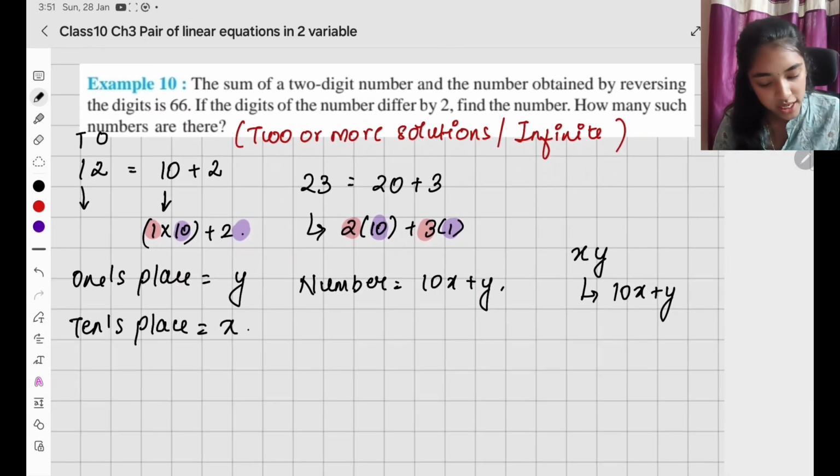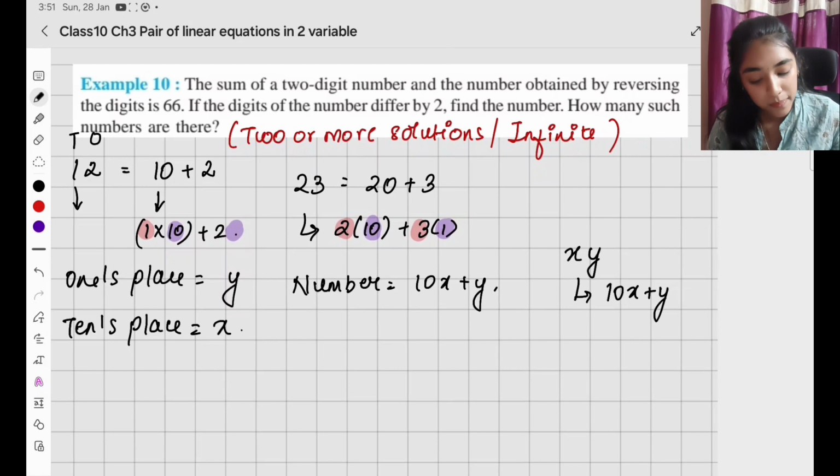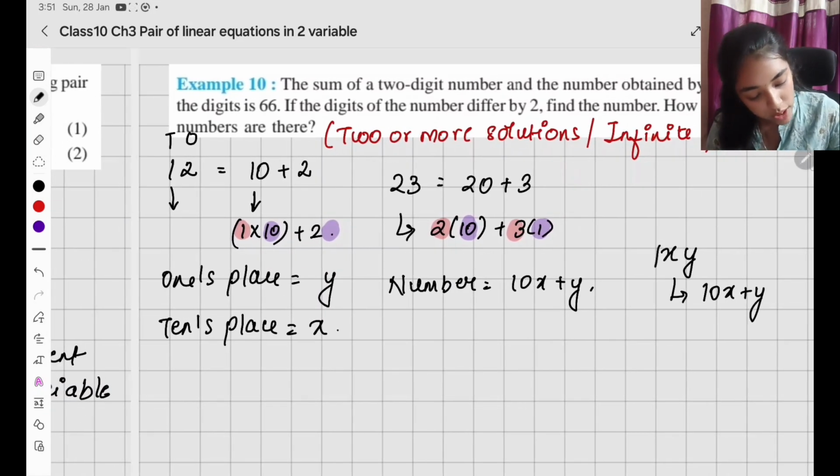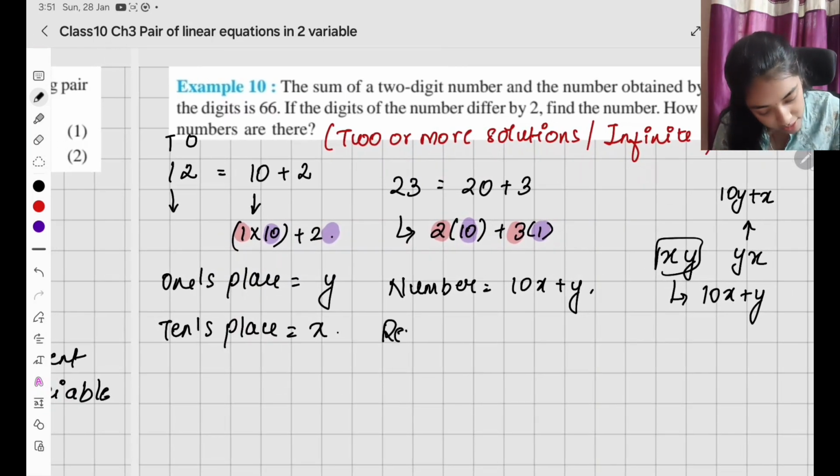Okay? இப்போ questionல என்ன சொல்றான்? The sum of the 2-digit number and the number obtained by reversing the digits. இப்போ ஒரு number xy na, when you reverse the digits, what happens? This becomes yx. அப்போ yx ஓட equation என்ன? It is going to be 10y plus x. இந்த மாதிரி மாறிடுமா? So the reversed number.